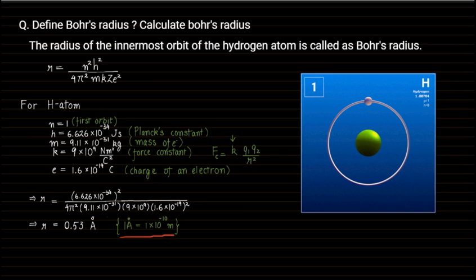So the Bohr radius is how much? 0.53. That means the radius of this hydrogen atom will be 0.53 angstrom. Fine. So it is of the order of 10 to the power minus 10 meter.